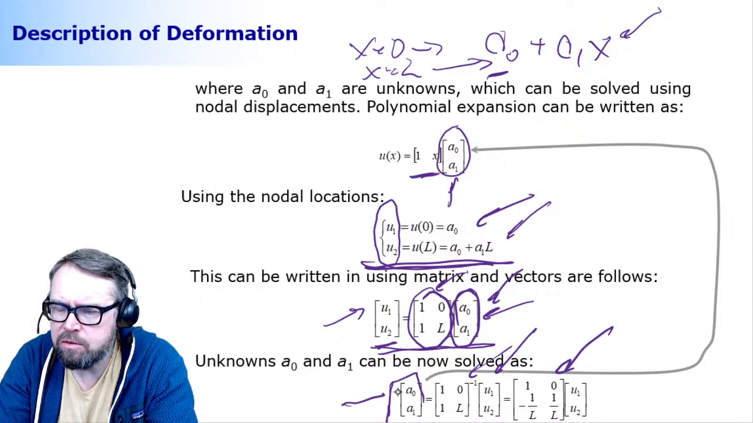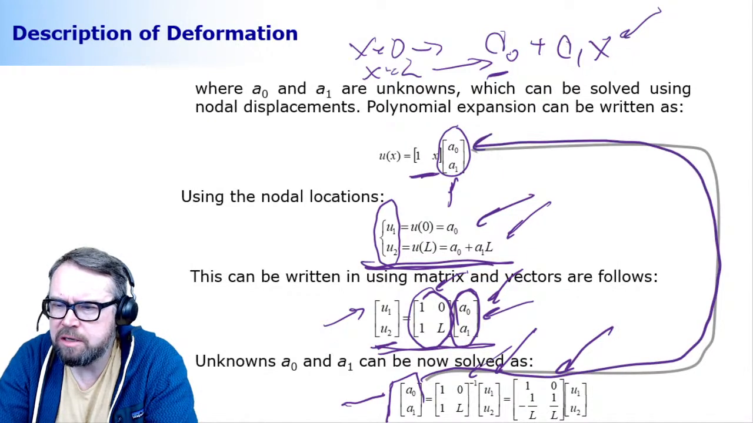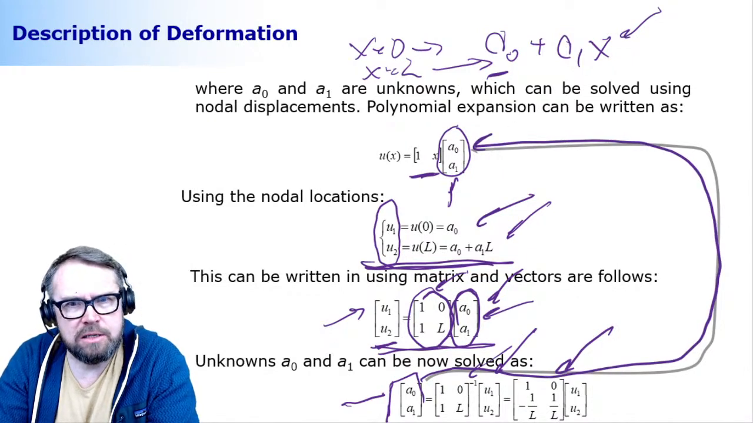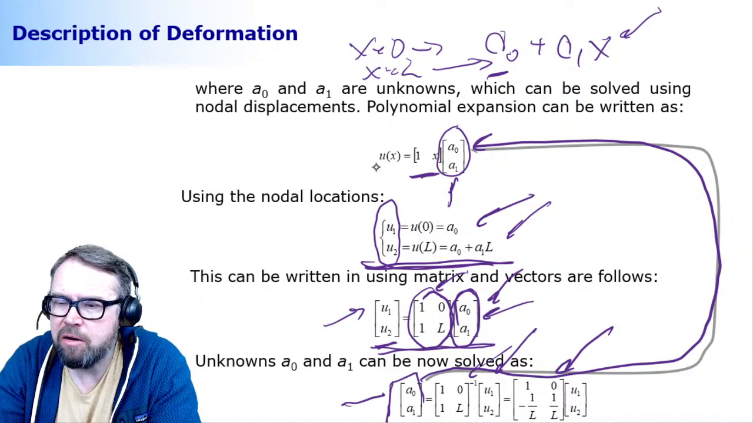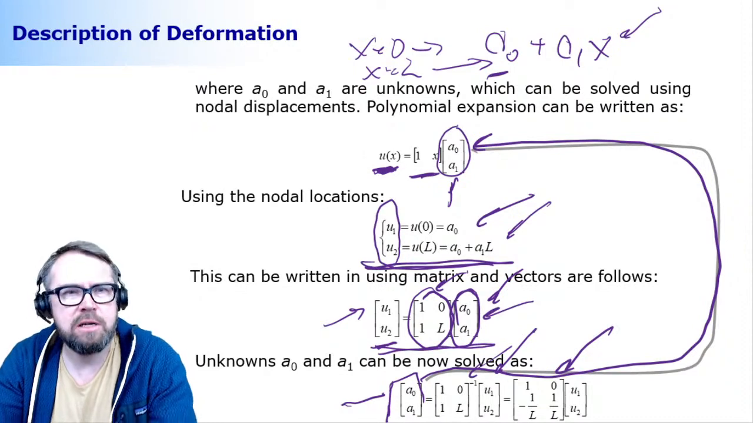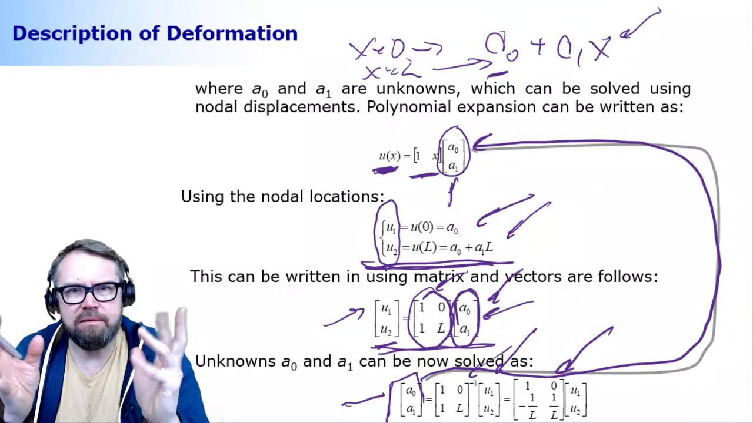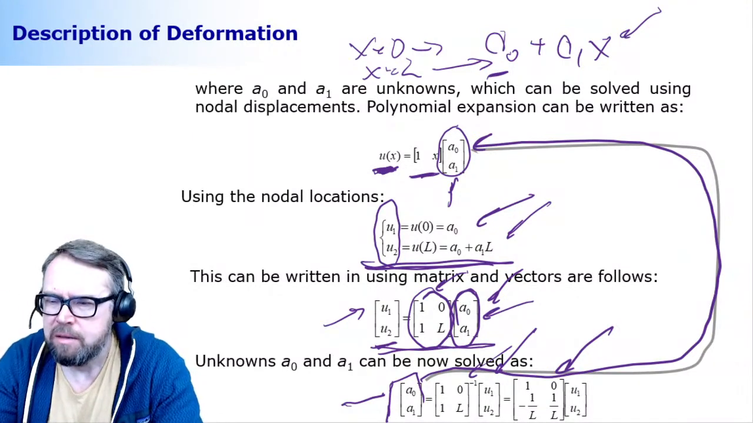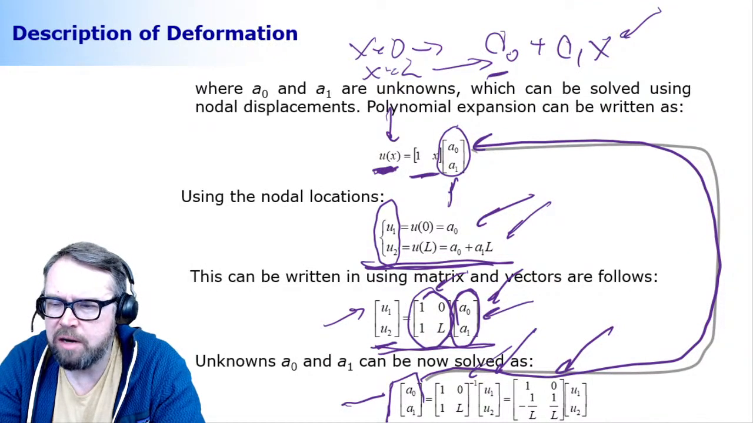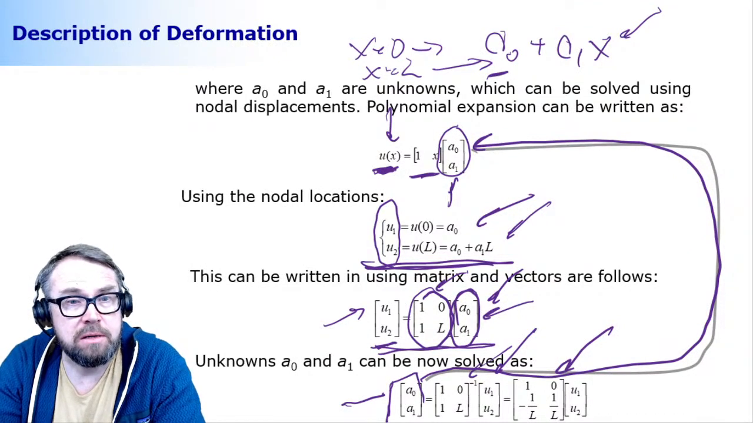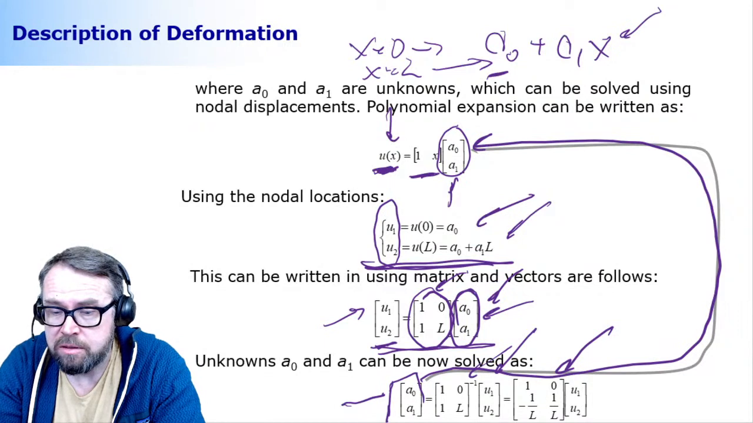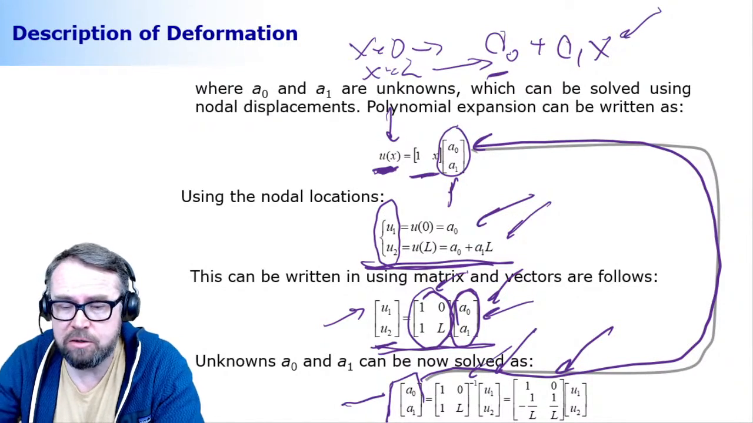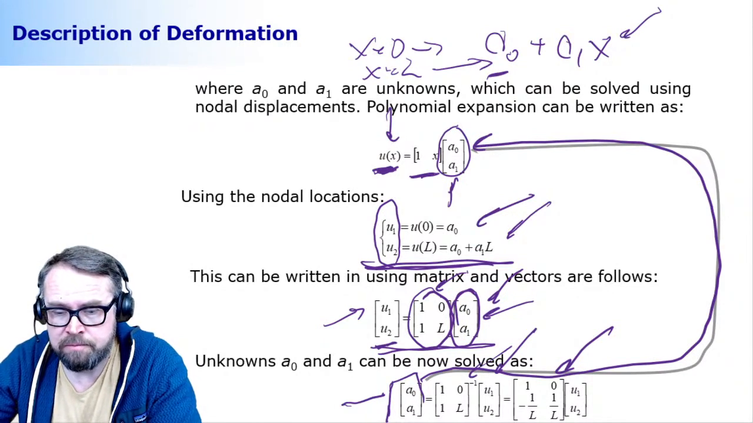Now, if I go back and substitute that information into my original assumption of displacement, and look, this is now over the entire span of the element. So this covers the inner life of my element. Because this is describing every single particle between these nodes, I can get something that is called shape functions.